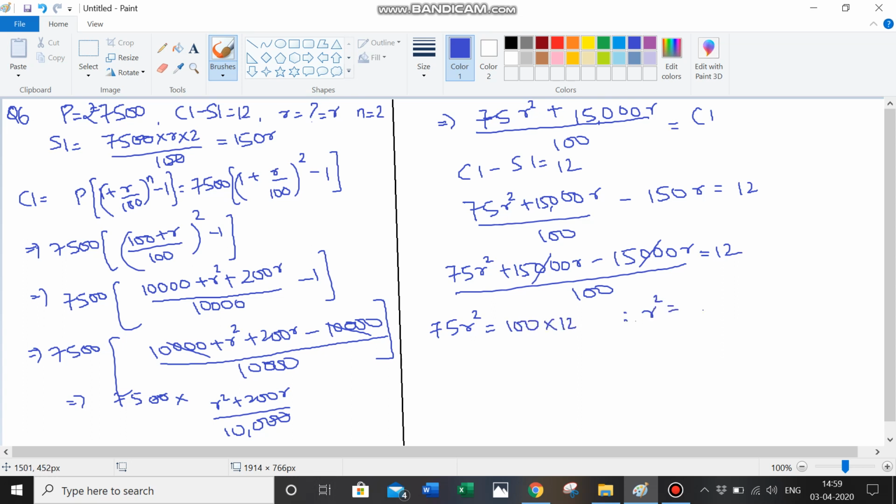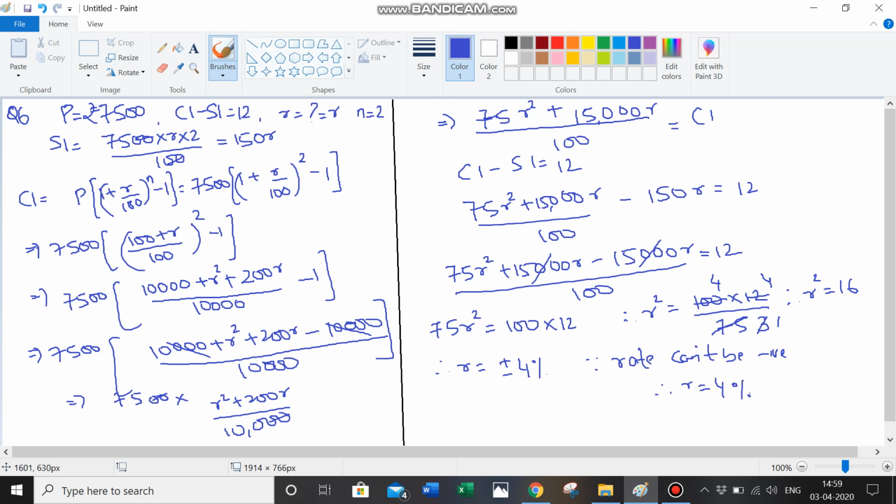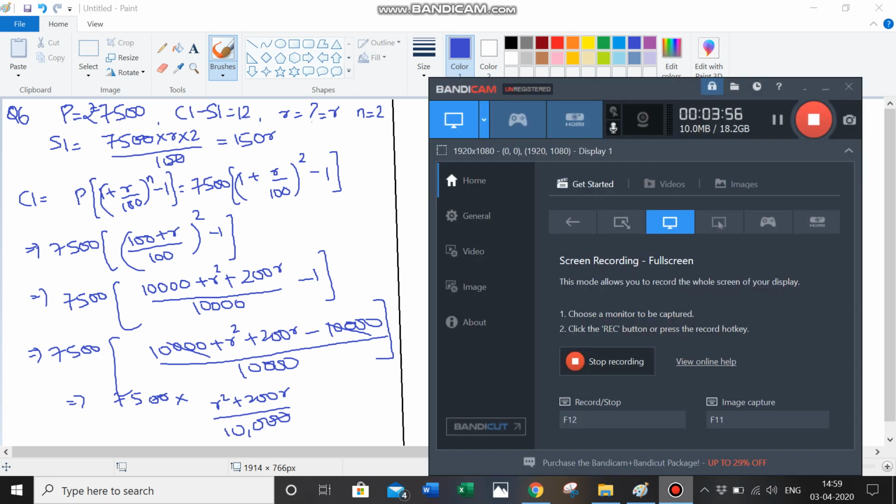Therefore R square will be equal to 100 into 12 upon 75. 25 into 3, 25 into 4, 3 into 1, 3 into 4. Therefore R square is equal to 16. Therefore R is equal to plus minus 4%. Now since a rate can't be negative, therefore R is equal to 4%. Thank you.